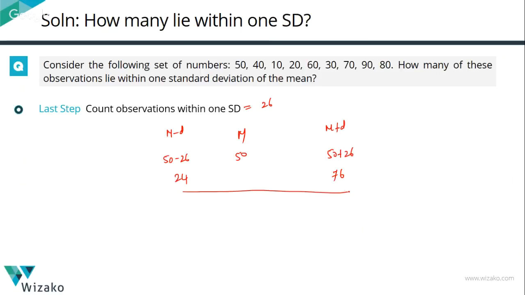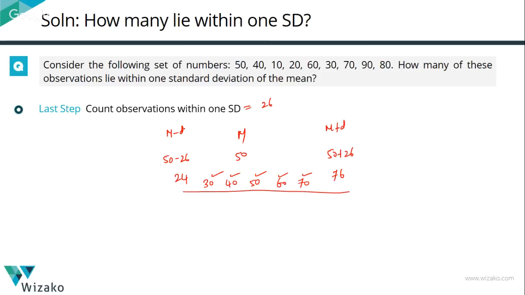So how many numbers lie between 24 and 76 in this data set? 30 lies in this interval, 40 lies in this interval, 50 lies in this interval, 60 lies in this interval, and 70 does. So how many numbers? 1, 2, 3, 4, 5. So 5 of these observations lie within one standard deviation of the mean.